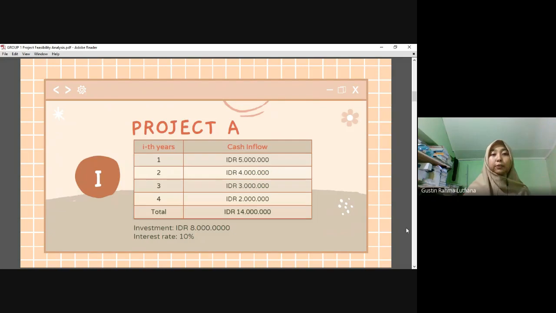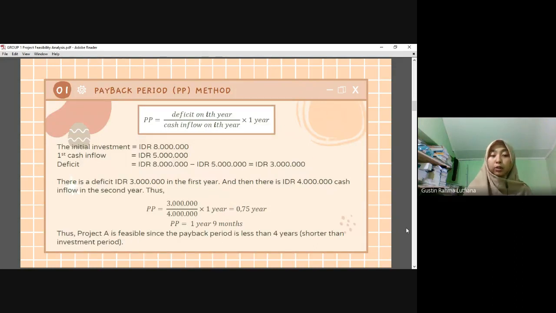Okay, and this is the first project, which is Project A, and the detail of the cash inflow of Project A is shown in the table, with an investment of 8 million rupiah and an interest rate of 10%. So the first calculation is using the payback period or PP method. The formula of the PP method is shown here.